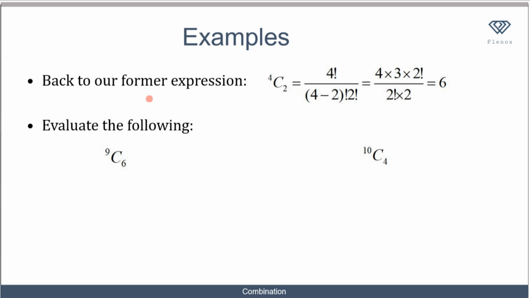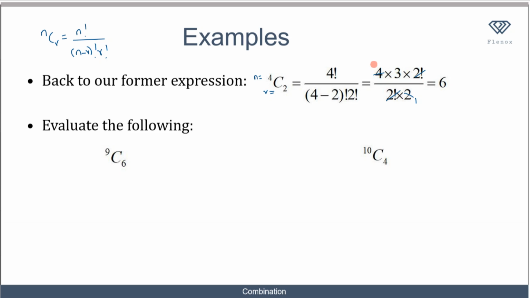So let's go back to our former expression where we had 4 combination 2. Applying the formula, we know that n combination r is equal to n factorial over n minus r factorial times r factorial. Our n in this case is 4 and our r is 2. So that becomes 4 factorial over 4 minus 2 factorial times 2 factorial. We know that 4 factorial will be 4 times 3 times 2 factorial. 4 minus 2 is 2 factorial, times 2 factorial, and 2 factorial cancels out 2 factorial.